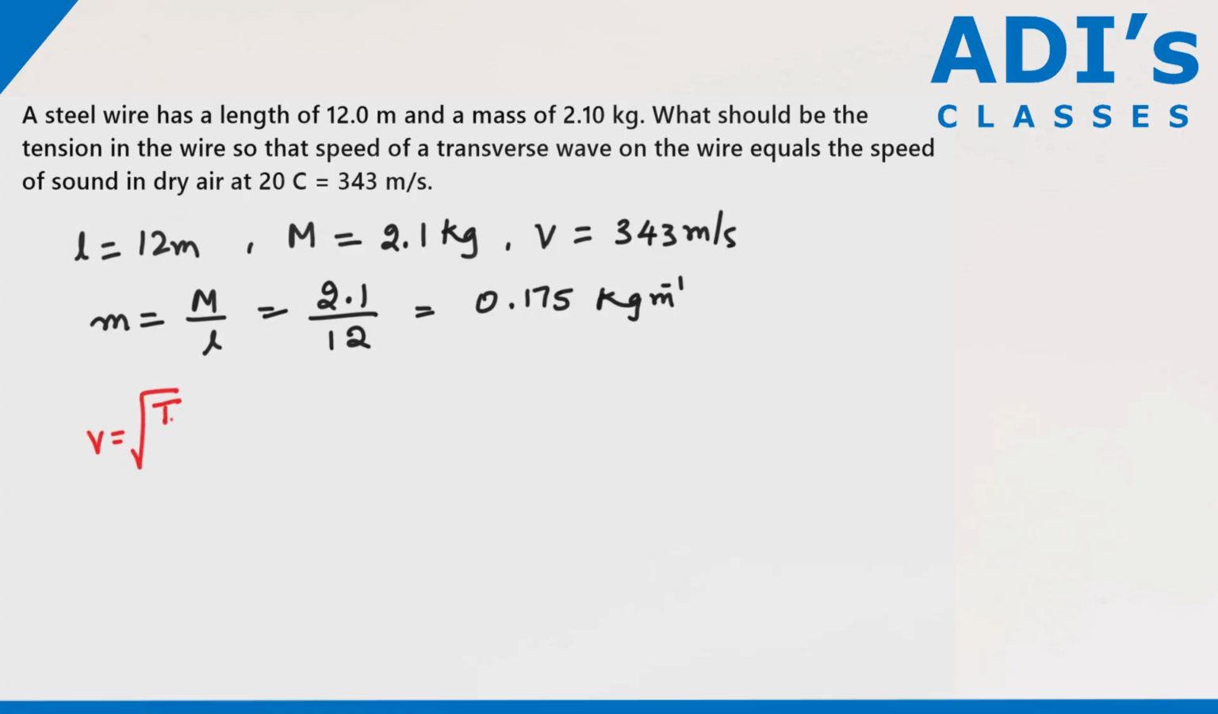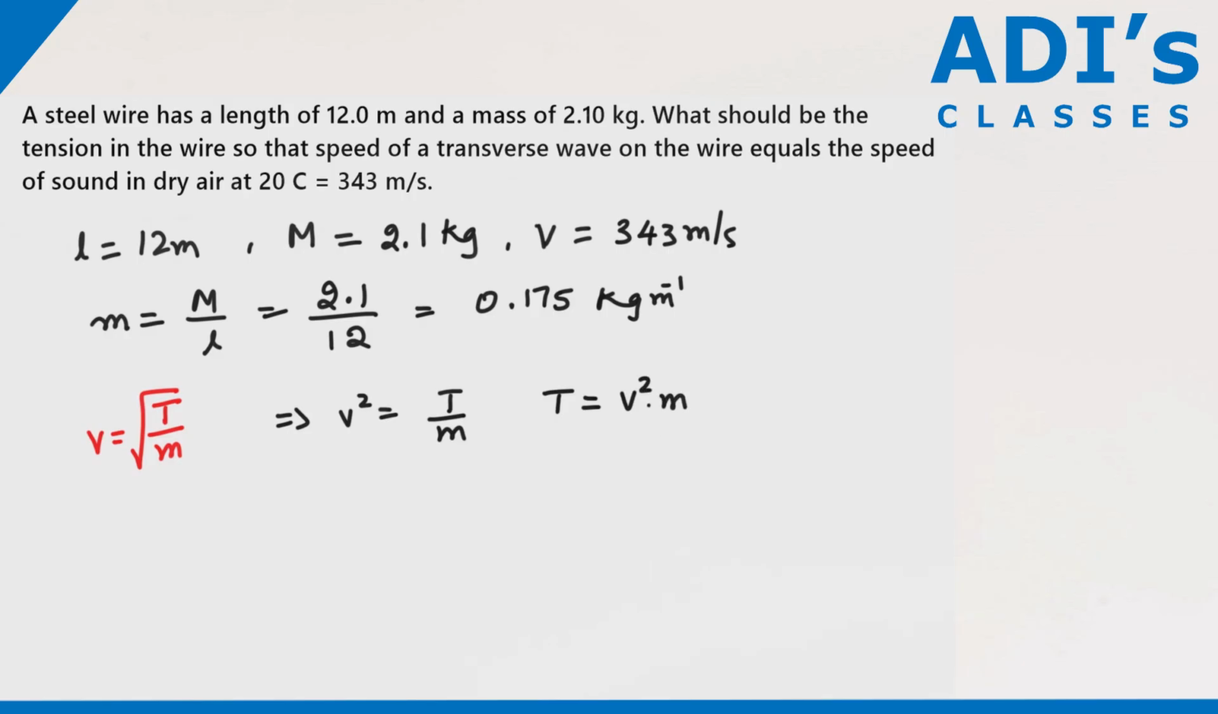Remember one thing, writing the formula is very important in the exam because it's more like an insurance for you. Every problem formula carries some mark at least. That's why write down the formula. So V is equal to root of T by M, or V square is equal to T divided by M, or T is equal to V square into M. V value we know, M value we know.